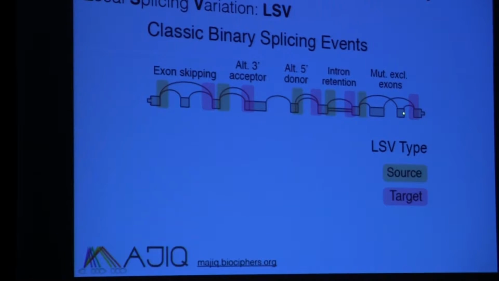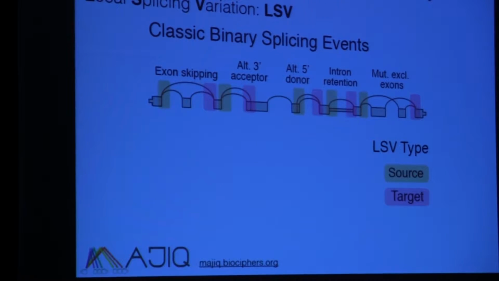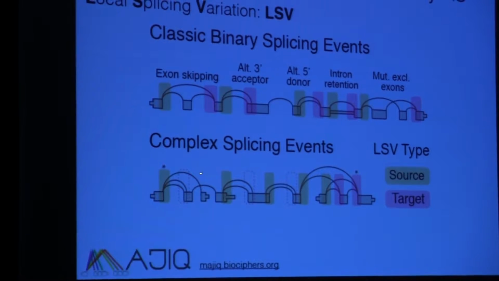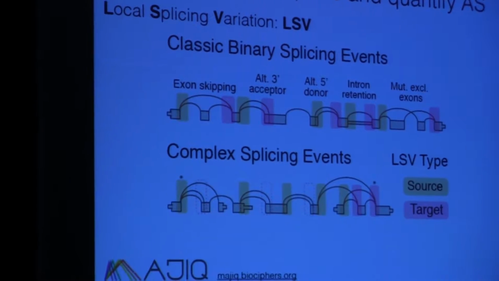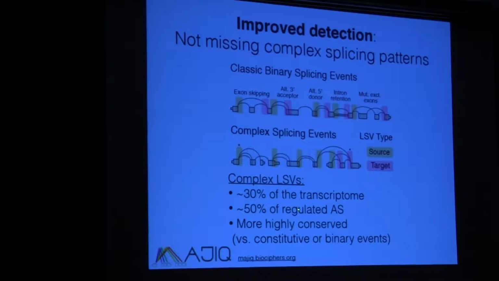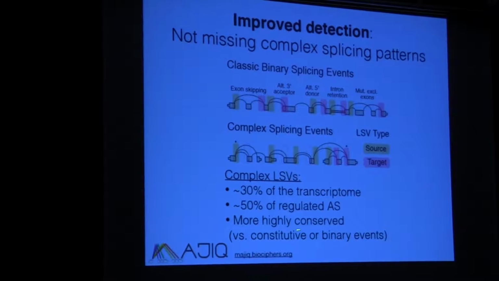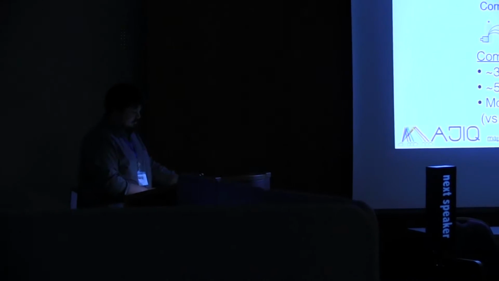So this formulation allows us to get your standard set of classical splicing events that are binary decisions, but importantly, it also allows us to capture more complex splicing variations that involve 3 or more junctions. So we've analyzed a lot of data sets, and it turns out that complex LSVs are very prominent, more prominent than you might expect. 30% of all splicing variations in the transcriptome have 3 or more junctions. That constitutes 50% of regulated alternative exons, and these exons are more highly conserved, even compared to binary alternative splicing events. So we think they're important for you to capture properly.